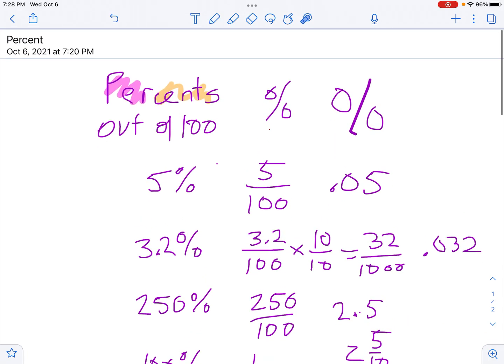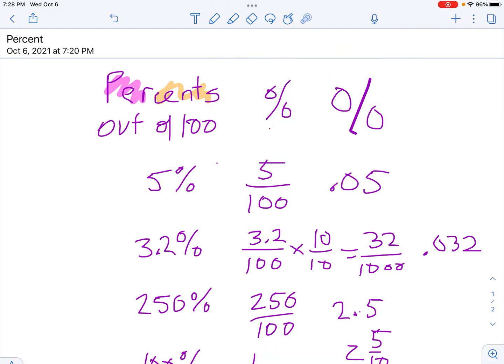So hopefully that will help you with changing percents to decimals.